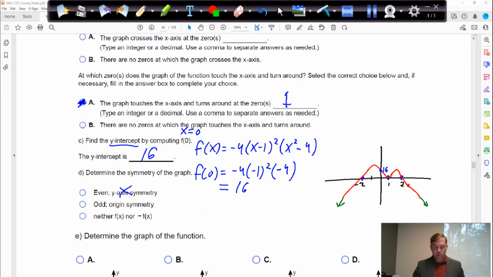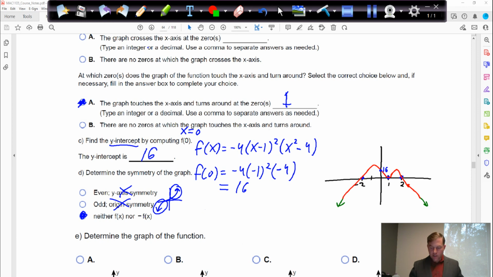Origin symmetry is for odd functions, so it's where it looks like this, and it's symmetrical about this diagonal. We don't have that for sure. So, because we don't have either of those, we're going to say neither. It doesn't have either of those symmetries.